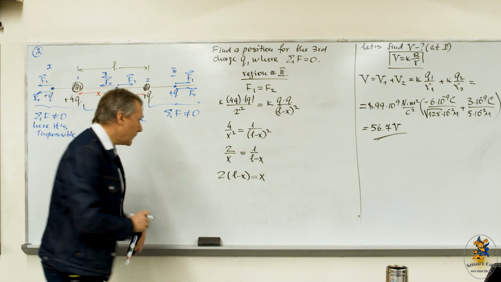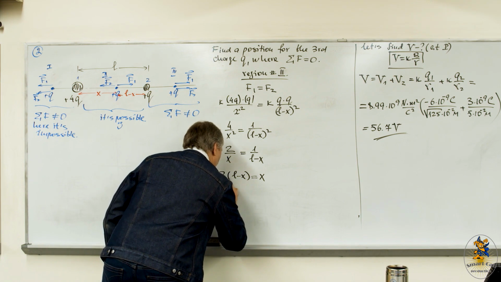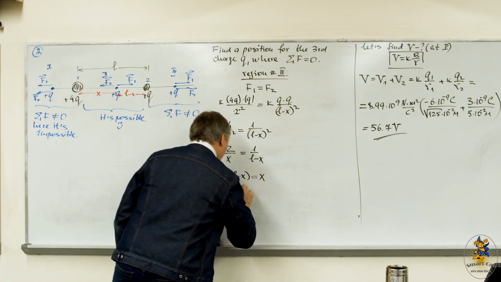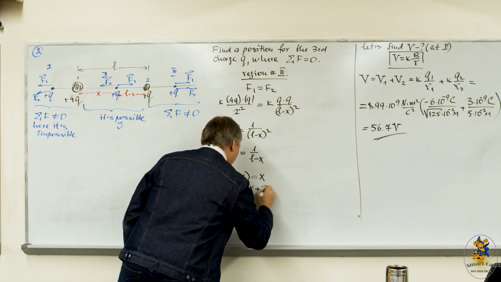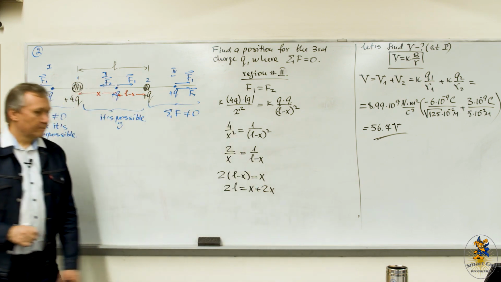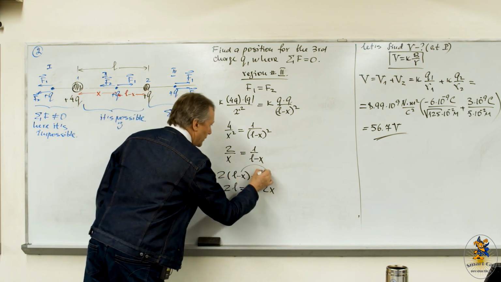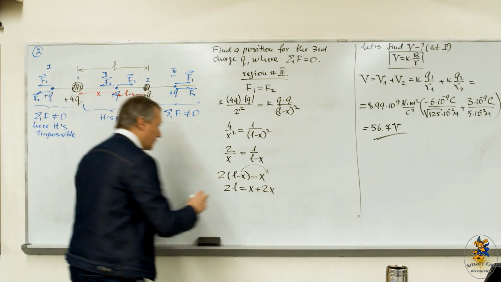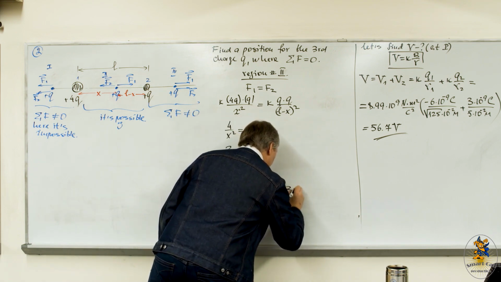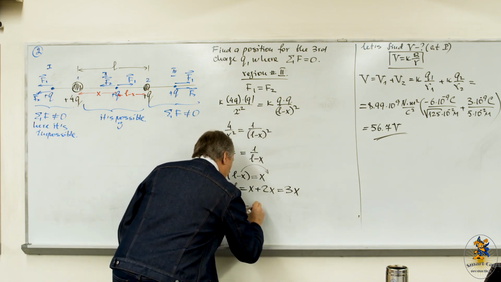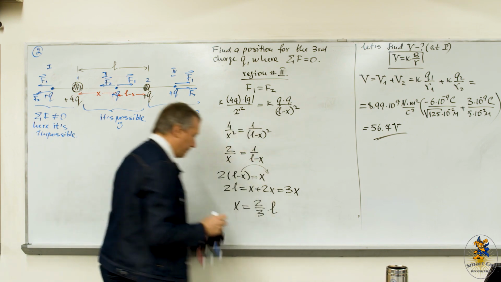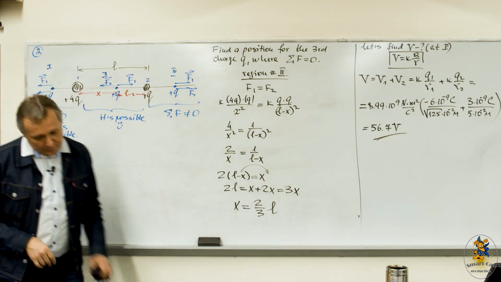So it will be 2L equals x plus 2x. Just move that x to that side with 2. And so it's 3x. And as a result, x equals 2/3 of L. Let me check with my answer.